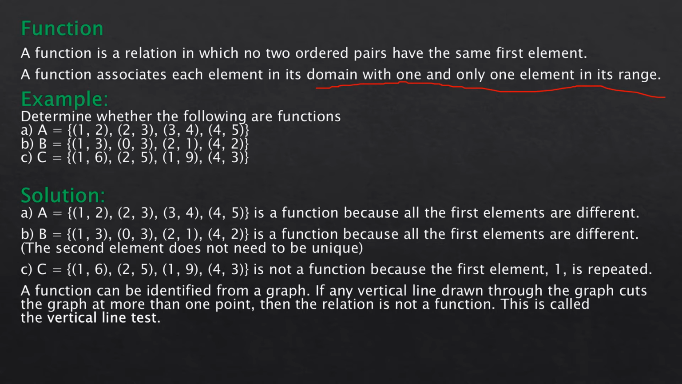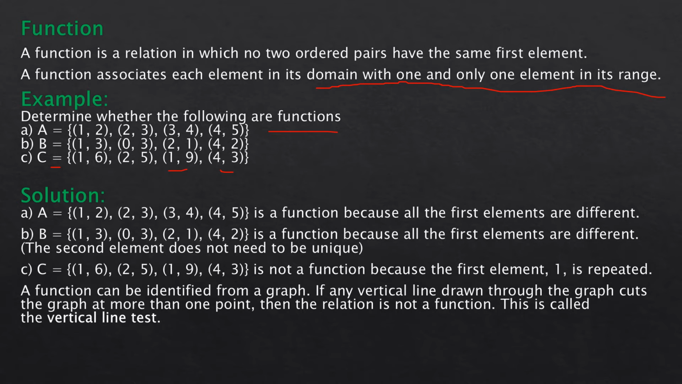So we have here an example. Determine whether the following are functions. We have A: 1 to 2, 2 to 3, 3 to 4, 4 to 5. And B is 1 to 3, 0 to 3, 2 to 1, 4 to 2. And C we have 1 to 6, 2 to 5, 1 to 9, and 4 to 3. So here is the solution.